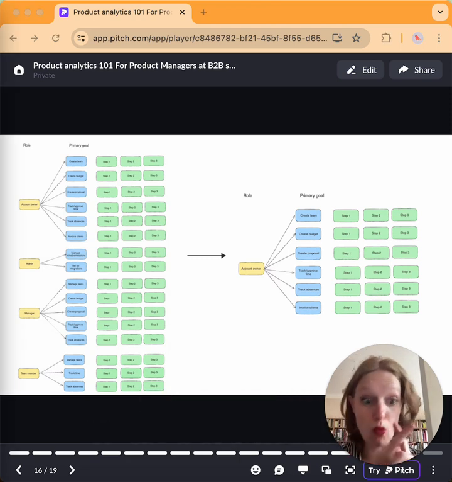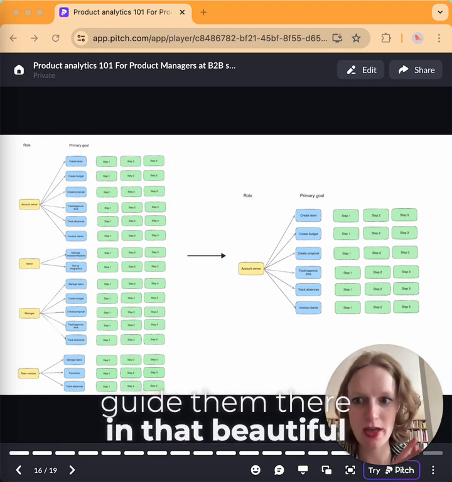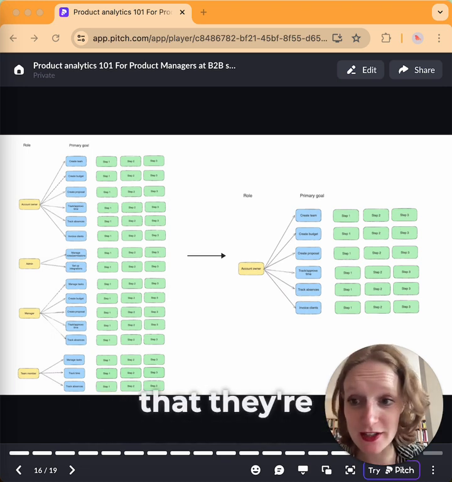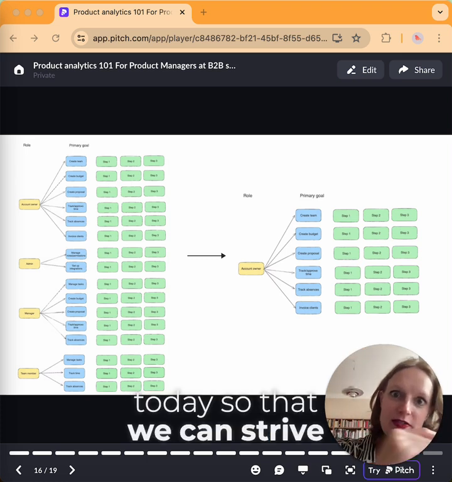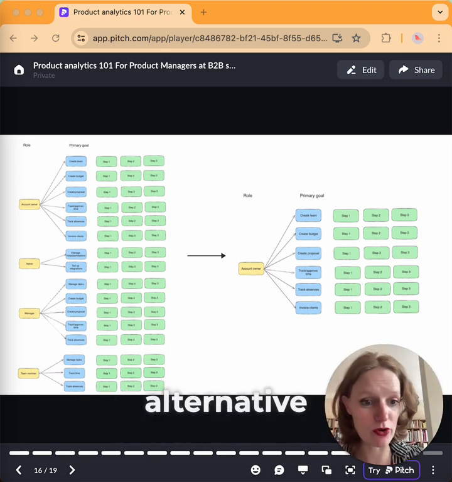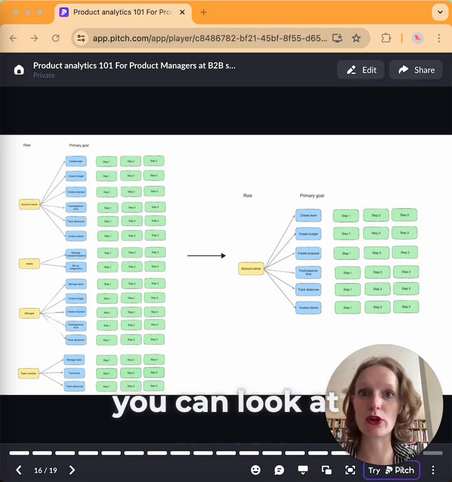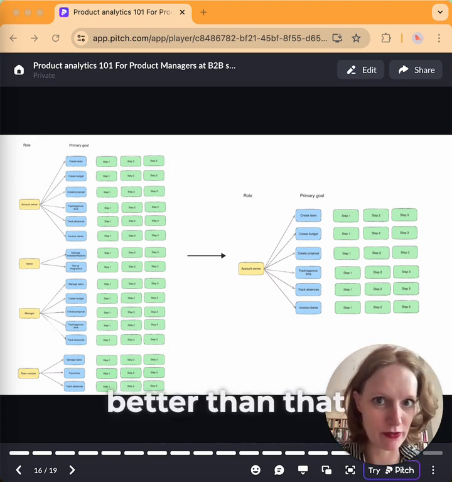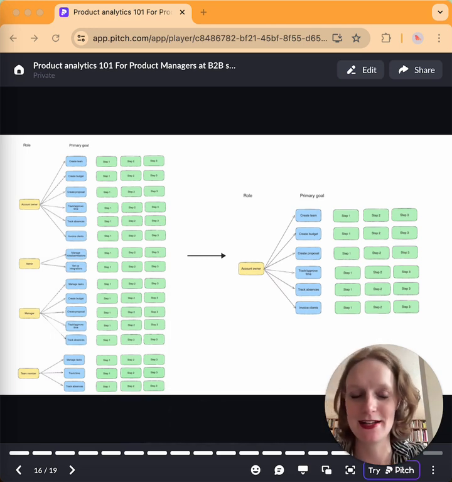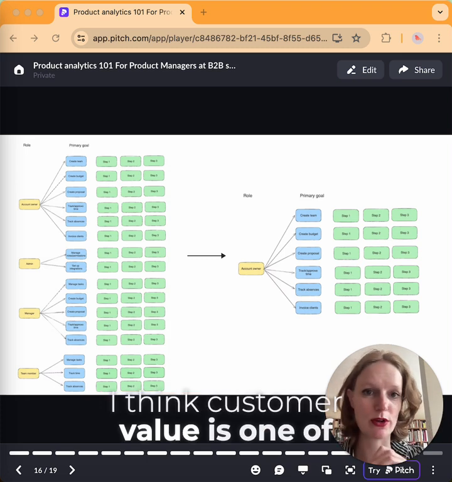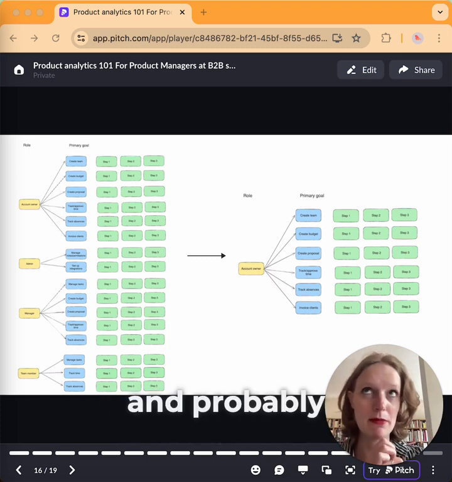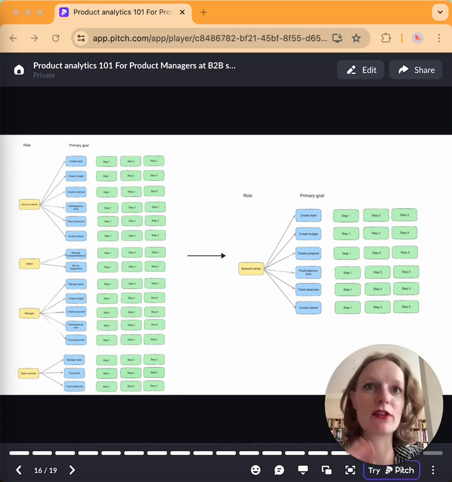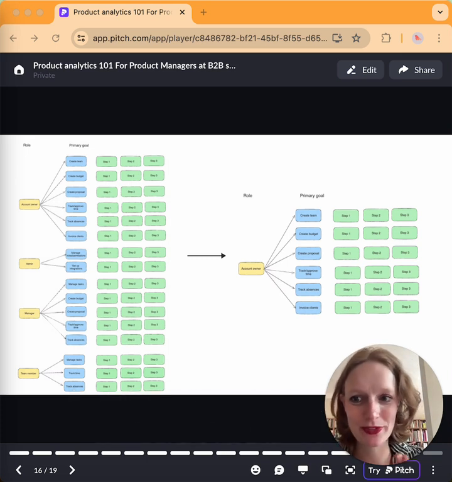So by focusing on one ICP and one persona at a time, we can build a deeper understanding of their primary goals, what they wanted to do first in your product, so that we can guide them there in that beautiful straight line. And also by focusing, we can learn about the alternatives that they're using today so that we can strive to become 10 times better than that alternative, so that they will actually stick with us. And I think customer value is one of the vaguest and probably most meaningless terms in product management today. But by understanding who we're serving, we can turn it into something concrete and useful.